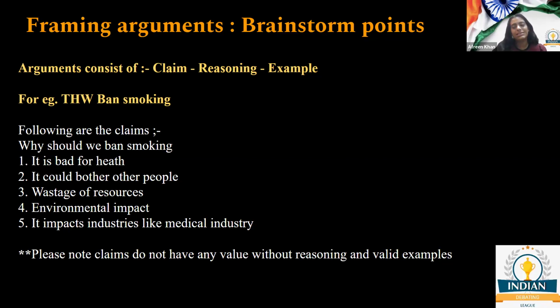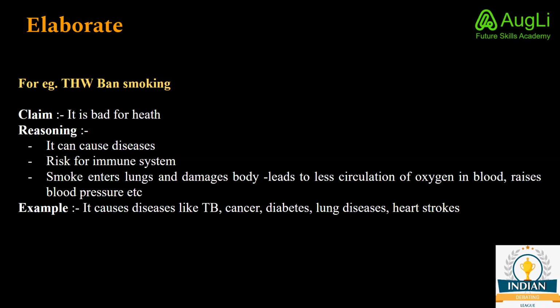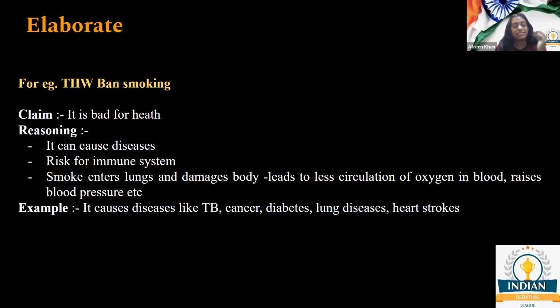Now, how can you give proper reasoning and a valid example? Here is an example. If the argument that you're identifying is that we should ban smoking because it is bad for health, the reasoning that you would give is: A, it causes diseases; B, it increases risk for your immune system; third, the way it actually functions is that smoke enters your lungs and damages your body. It leads to less circulation of oxygen in blood, raises blood pressure, etc. Now, your example is basically something that is based out of your reasoning.